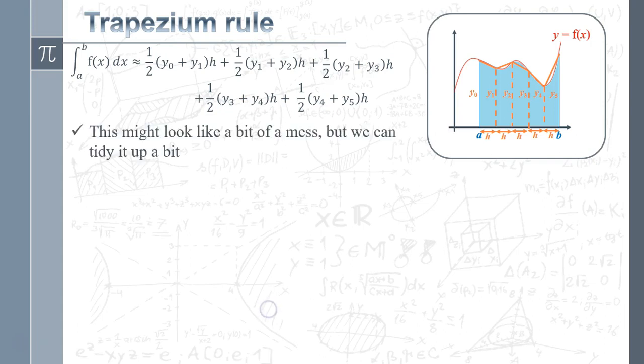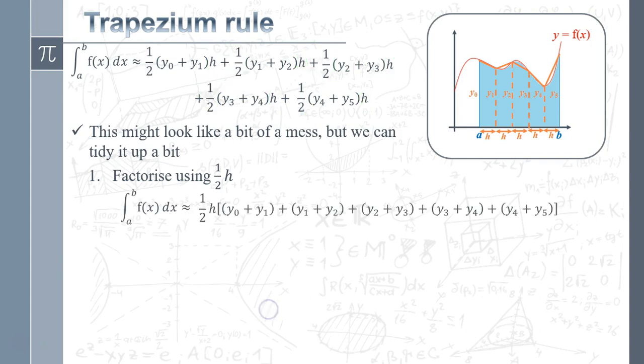And the first thing to notice is that we can take out half h from each term, because that half h from our formula for the area of a trapezium is appearing in all of the bits there. So let's do that. Let's take out the half h, and when I do that, if I take half h out of this first bit here, I'm just left with y0 plus y1. Take half h out here, I'm left with y1 plus y2, and so on and so forth.